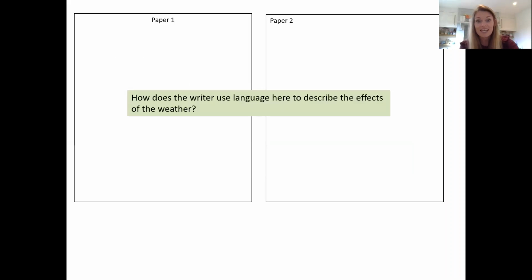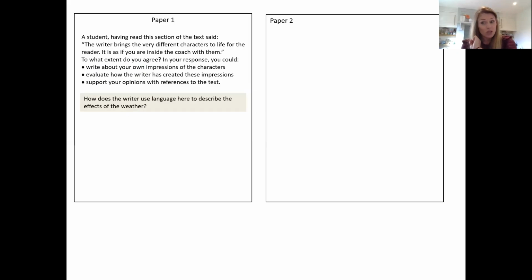What's next? How does the writer use language here to describe the effects of the weather? Tricky one. Is language on both papers or is language on one paper? Paper 1. So we have there, how does the language, and this is the second question on the paper. So only a couple of marks up for grabs here. Should be a nice, quick look at the tiny little extract that they give you.